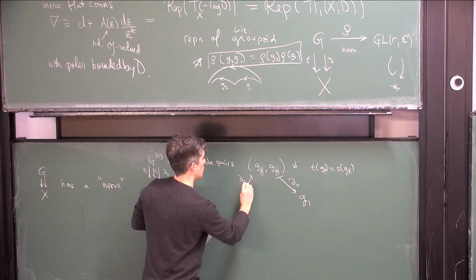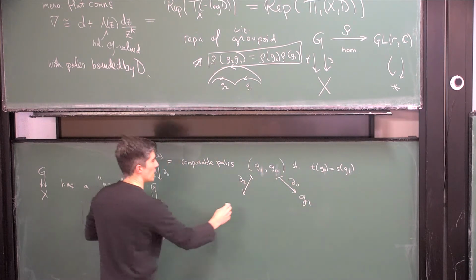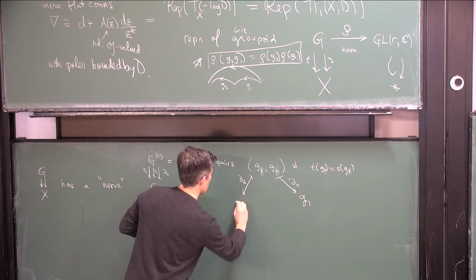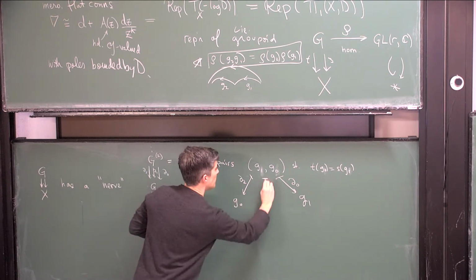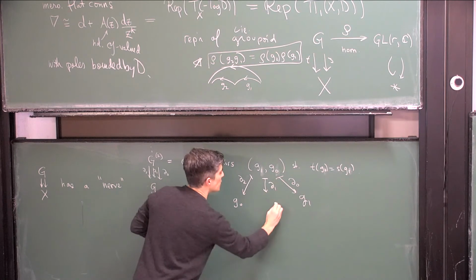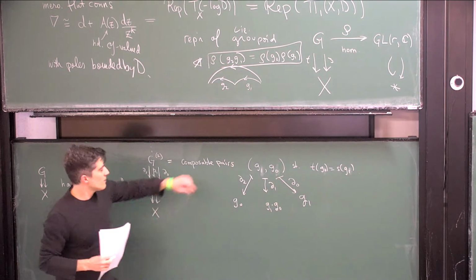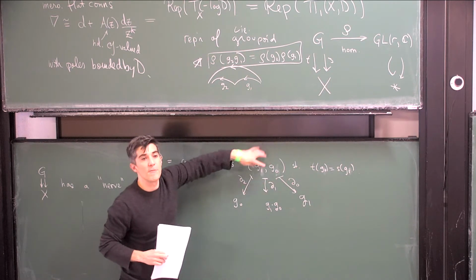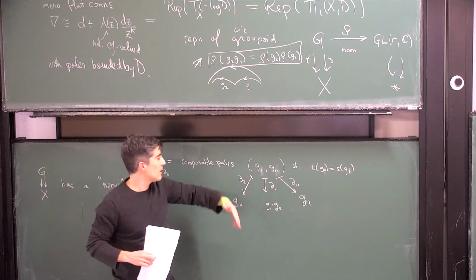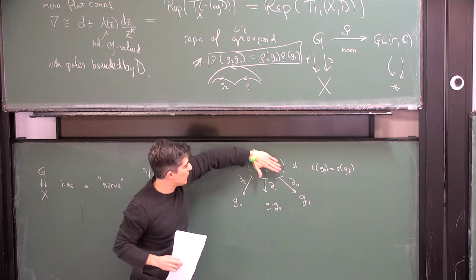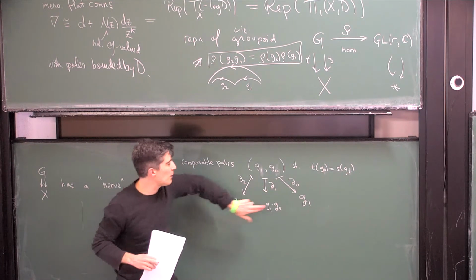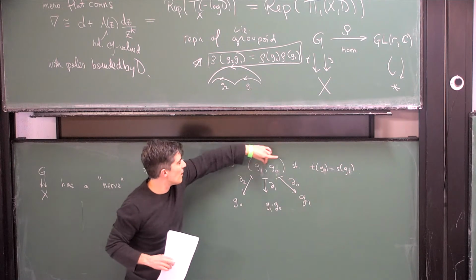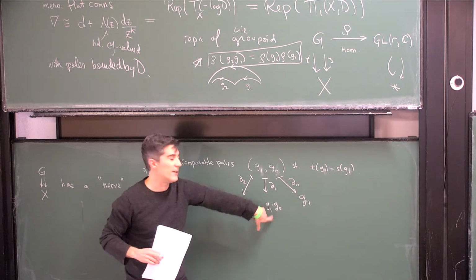Del 2 sends this to G0. And del 1 sends it to the composition, G0 compose G1. Okay, so there are 3 ways to get a single arrow from a pair of composable arrows. Either you just forget one of the 2 arrows, those are the 2 extreme cases, or you compose the arrows, and then you get a single arrow that way.